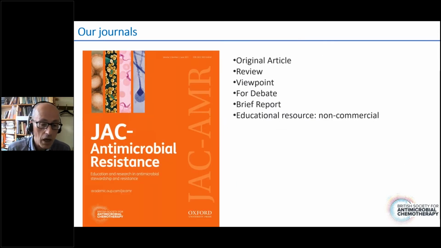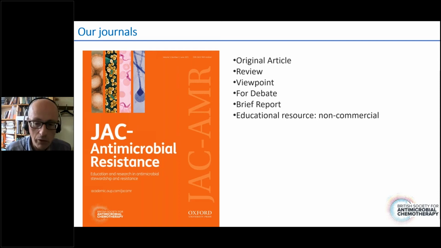I mentioned the Journal of Antimicrobial Chemotherapy, which is a very well-established journal, and we now have JAC AMR, and this is quite a unique journal, I think, in terms of antimicrobial use. We still have original articles with research which is focused more on the use of antimicrobials and how to make sure antimicrobials are used effectively and appropriately.